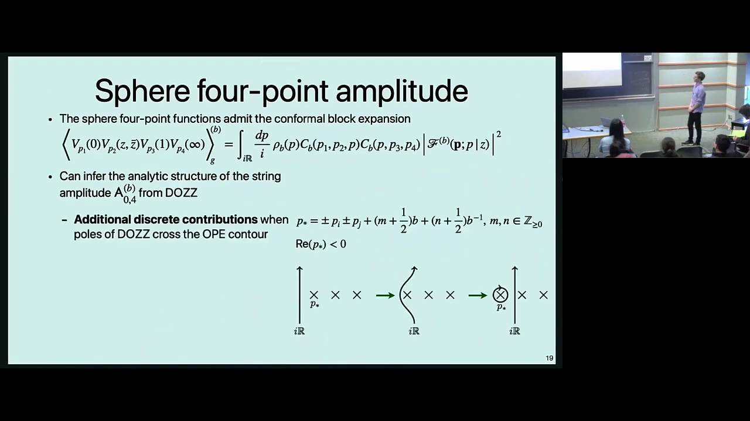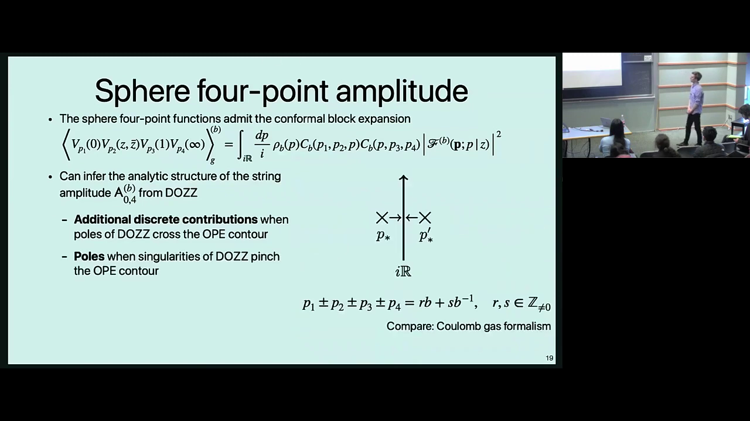So for one thing, we notice that when poles of the DOZZ formula cross the contour of integration, which here I've taken to be this vertical line, then there are additional discrete contributions in addition to this continuum integral. So when, for example, one of these right-moving poles that I call P star crosses the contour so that real P star is less than 0, then we have to pick up the associated residue to the conformal block expansion.